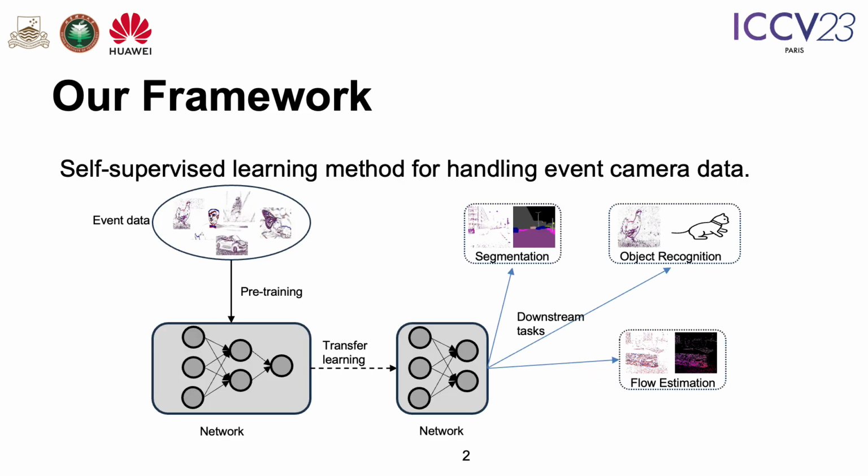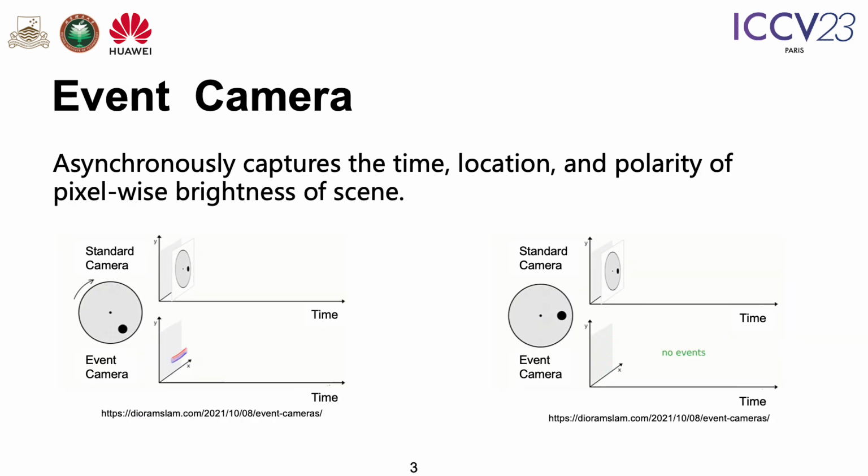In this work, we study the problem of event camera data pre-training. Our model is pre-trained in a self-supervised manner. By pre-training on a large amount of unlabeled event data, one can simply transfer our pre-trained model to diverse downstream tasks to facilitate model performance. For example, semantic segmentation, object recognition, and flow estimation.